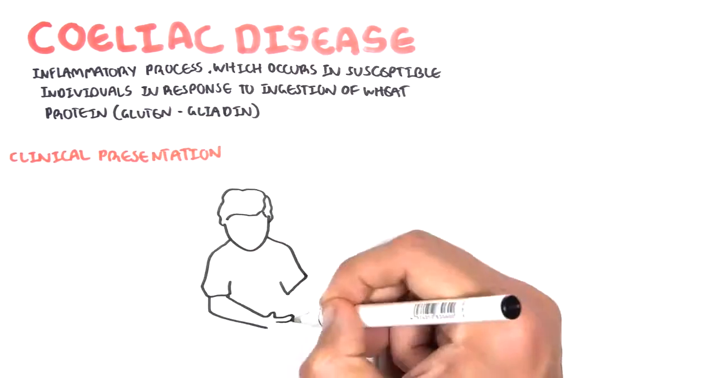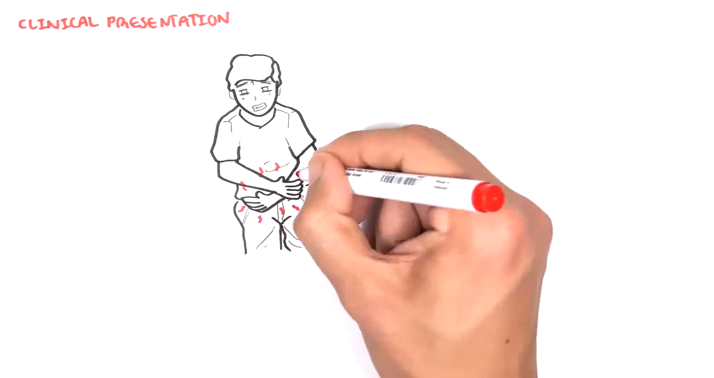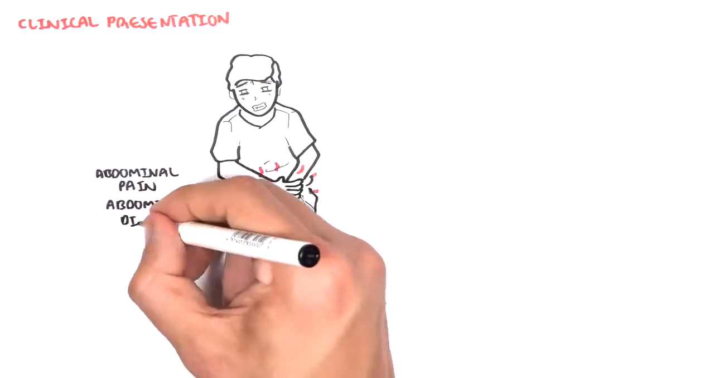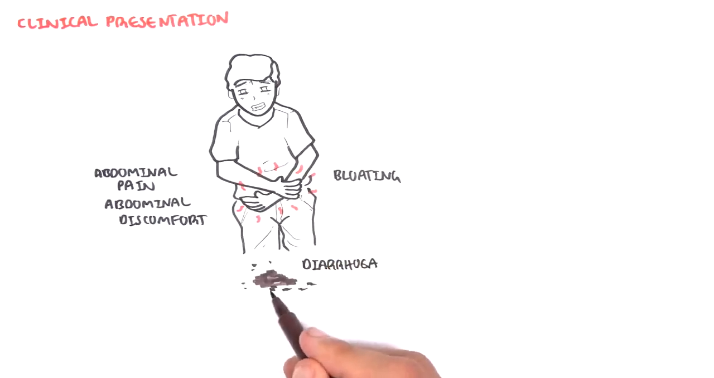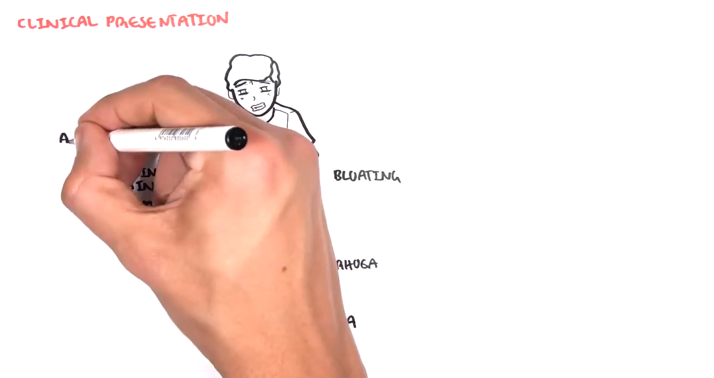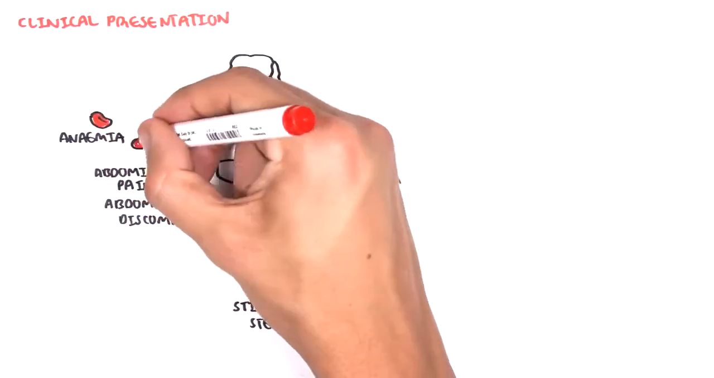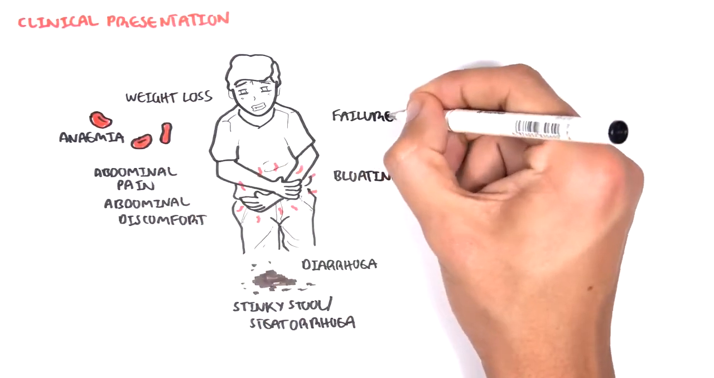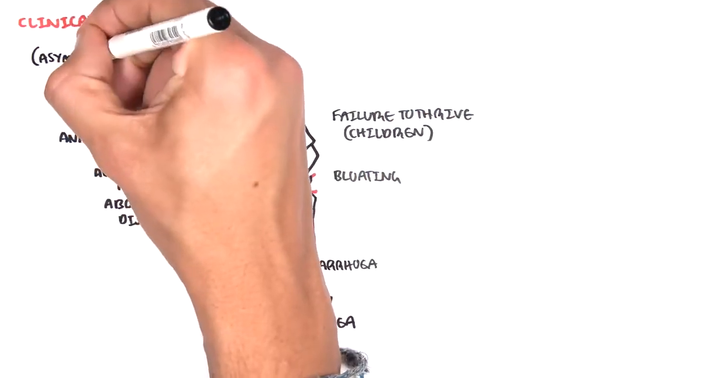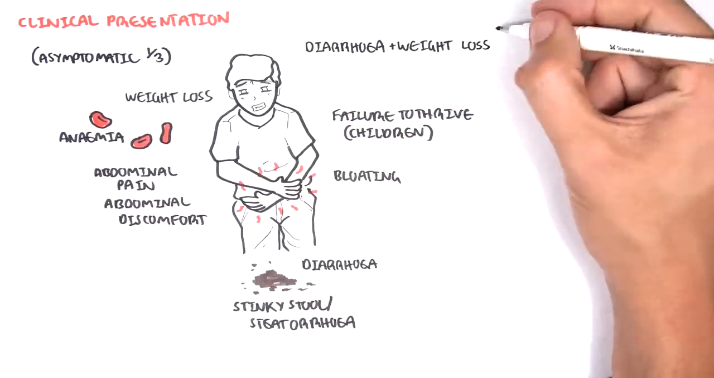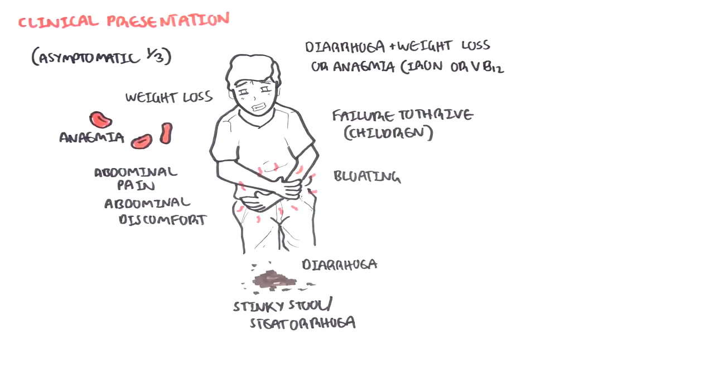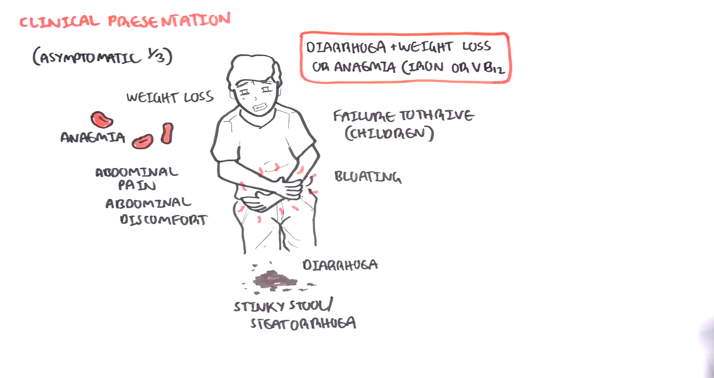The clinical presentation of celiac disease includes abdominal pain, abdominal discomfort, bloating, diarrhea, stinky stool, steatorrhea, which is essentially a fatty stool, anemia, weight loss, failure to thrive, specifically in children, the young. But celiac disease can also present asymptomatically in 1/3 of people who have it. It's important to remember that if someone presents with diarrhea, weight loss, or anemia, which can be iron deficiency or vitamin B12, to think of celiac disease.